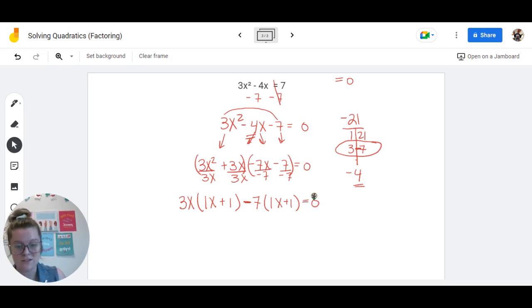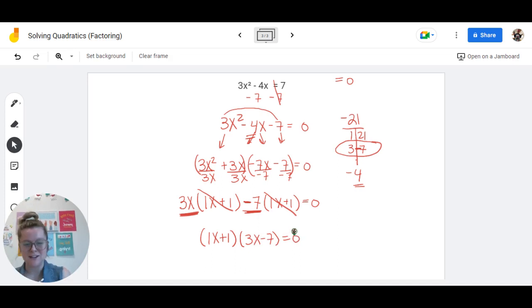All right, almost done. Our parentheses are exactly the same, so I know I did it right. Cross them off and write it once. 1x plus 1, and then my leftovers, 3x minus 7, go in the next one. And it's still set equal to 0. Okay, very last step, I'm going to set each parenthesis equal to 0. So 1x plus 1 equals 0.